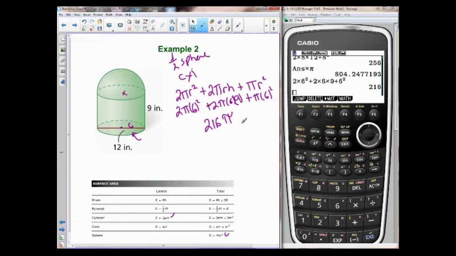And if you're dealing with a more practical, realistic problem, odds are you're going to go to the approximate and round to the nearest tenth, hundredth, or whatever. Alrighty, so that wraps up the surface area examples. It does get more complicated, but we're not going to torture you on that just yet. Alrighty, take care.